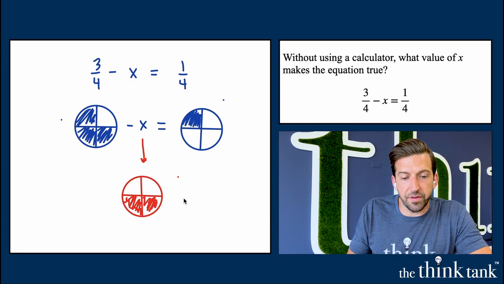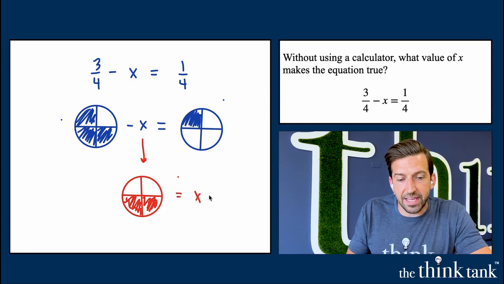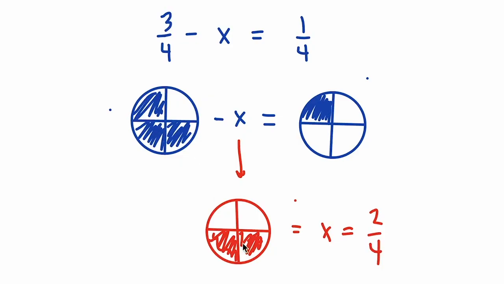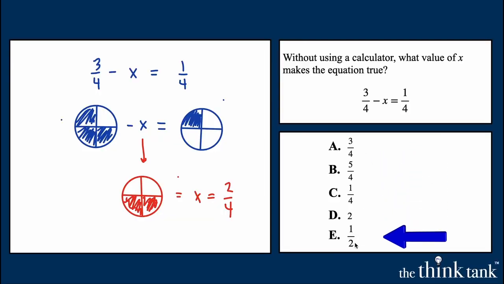In math problems, what we've just said here is that x is equal to 2/4. Okay, so we could see 3/4 minus 2/4 is equal to 1/4. Therefore, our answer should be 2/4. Great, we're done, right? I don't see that answer here. Well, what do we do? We've got to remember that we can also simplify fractions.